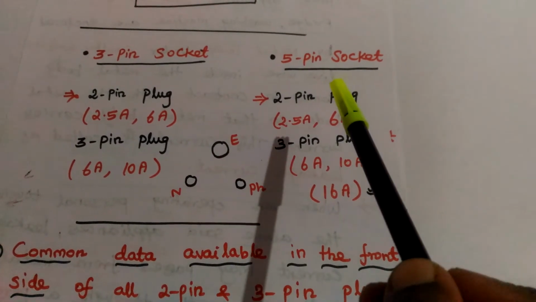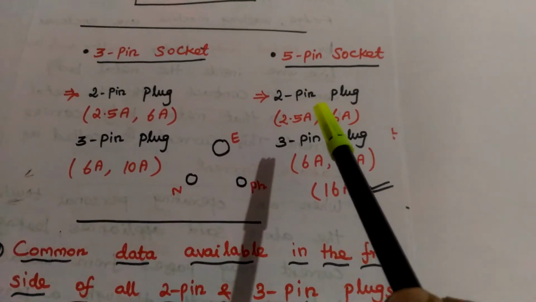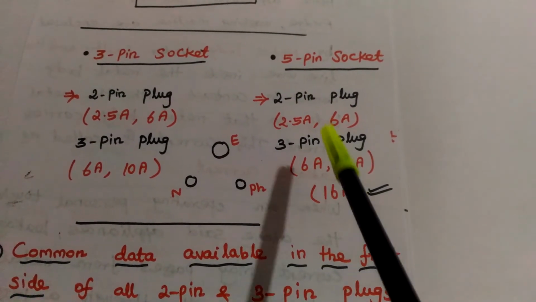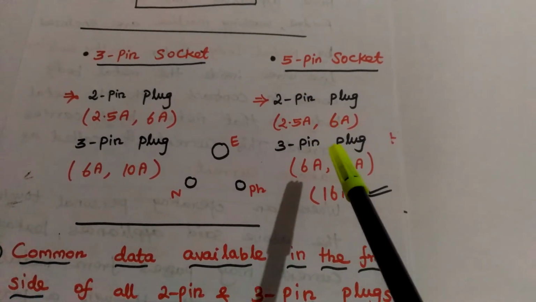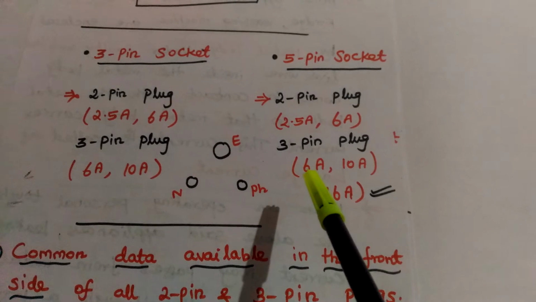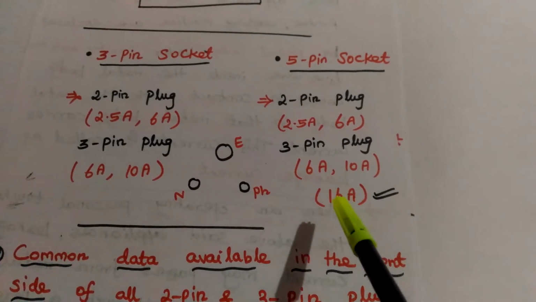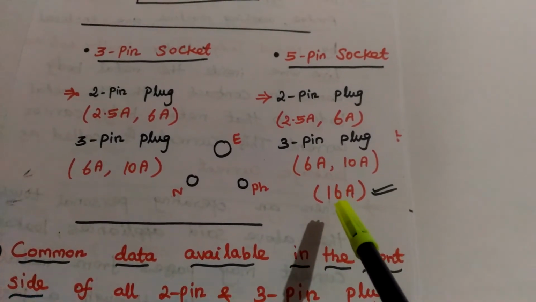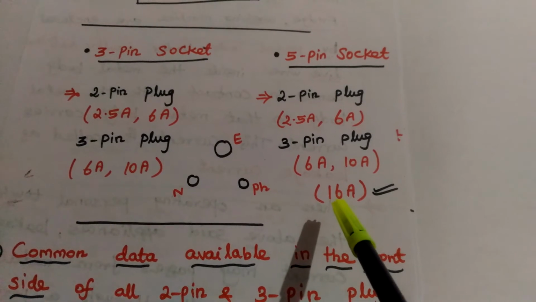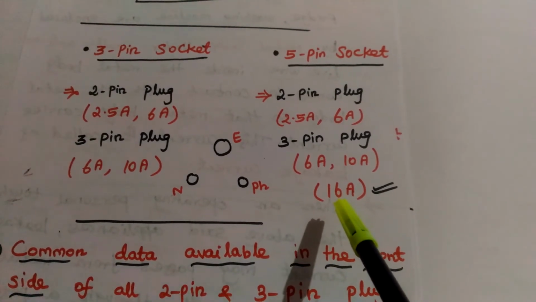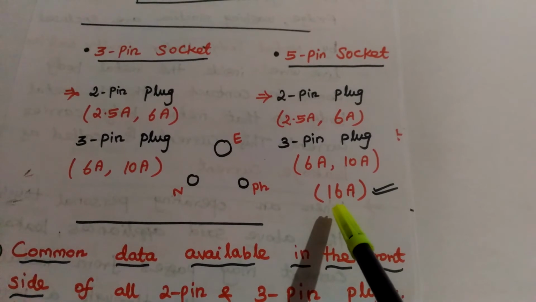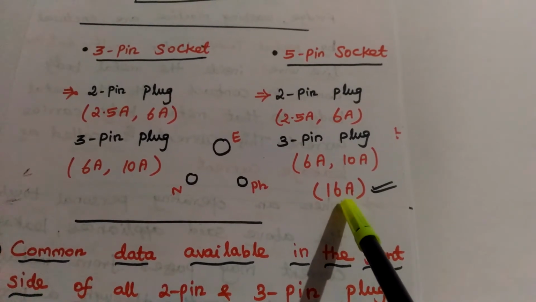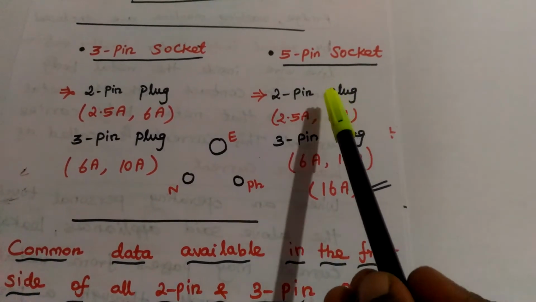If we take the 5-pin socket, we can insert a 2-pin plug and also a 3-pin plug. The 2-pin plug has a current rating of 2.5 amps and 6 amps, and the 3-pin plug has a current rating of 6 amps, 10 amps and also 16 amps. The power loads that consume higher current have a plug with a current rating of 16 amps. So that 16 amps plug is only inserted in the 5-pin socket.